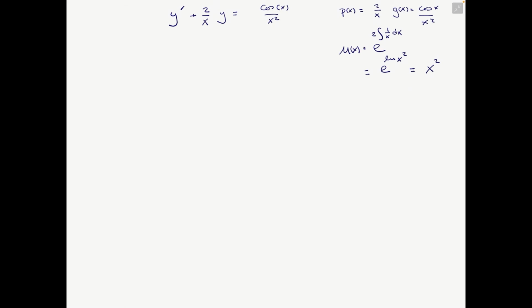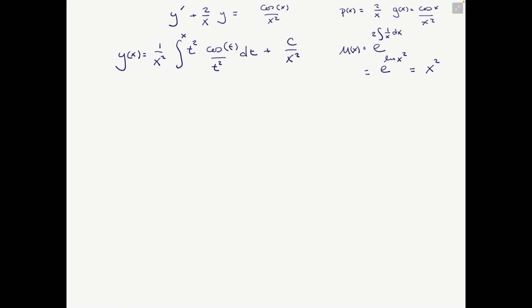So it wasn't as scary a problem as we thought it might be, because now with our solution, we have y of x equals 1 over x squared times the integral of t squared cosine t on t squared dt plus c on x squared.